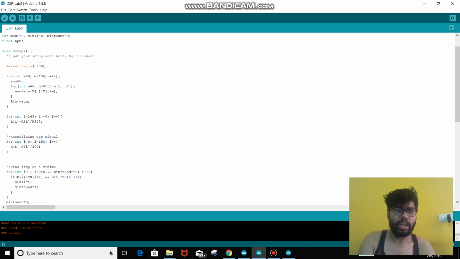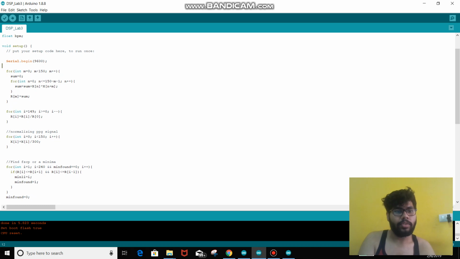What have we done during the calculation? First, we initialize the serial communication with the monitor at 9600 baud rate. Next, we find the autocorrelation function by using the formula sum equals sum plus x of n into x of n plus m, where n varies from 0 to size minus m minus 1, and m varies from 0 to 150, that is the size of the original array signal.